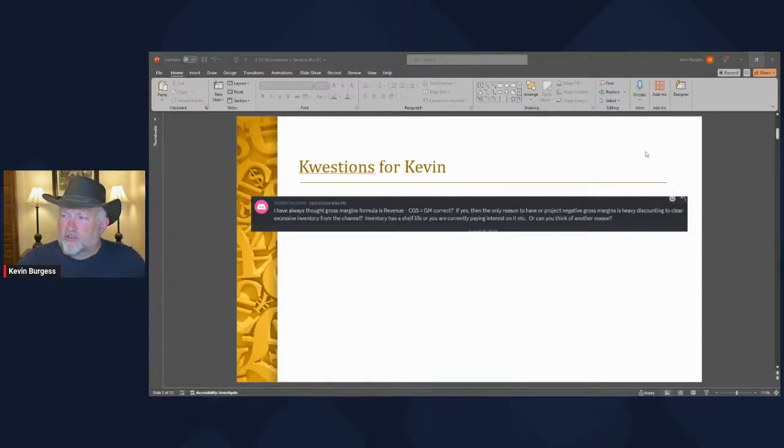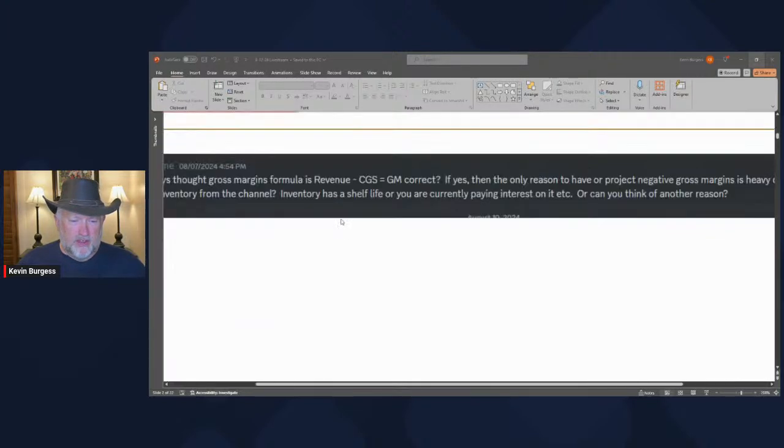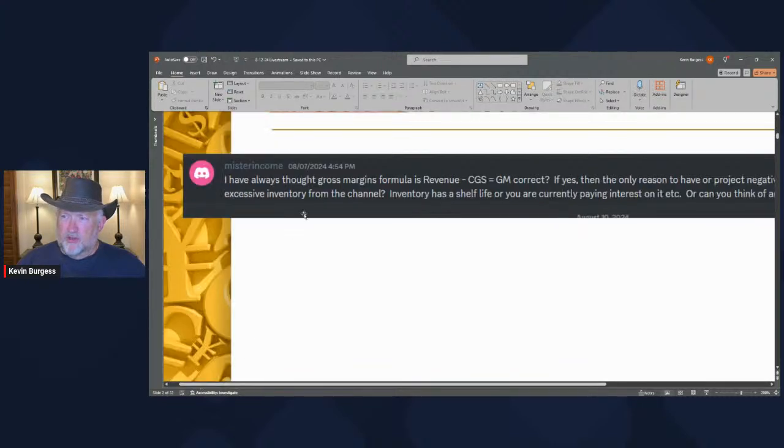What you see here, maybe I could even make that bigger, this question that you see here was actually posted in the Discord from Mr. Income. It's basically a modern day chat room, and we keep things organized by categories. So we can talk about a lot of different stuff, and it doesn't get confusing.